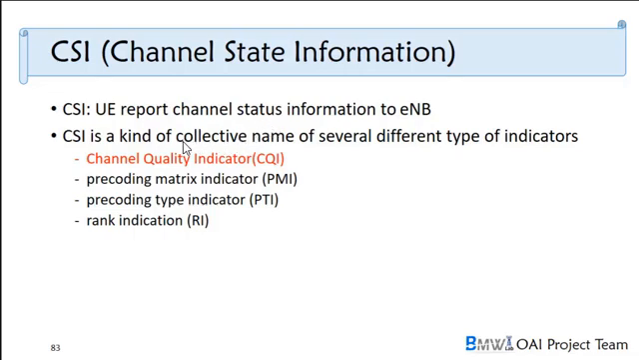And CSI is a collective name of several different types of indicator, like CQI, PMI, PTI, and RI. And the most important is the CQI, channel quality indicator. And I will specially introduce this part in the following slide. And now I will simply tell you about how the CSI works.